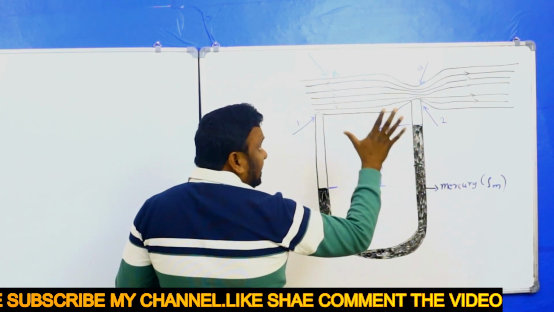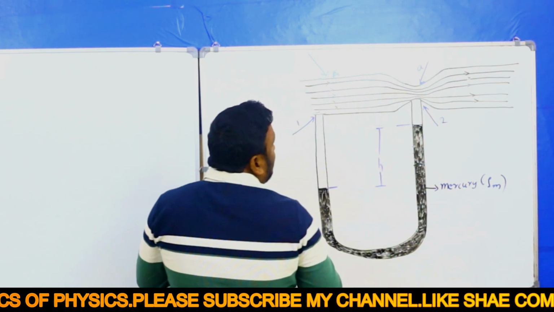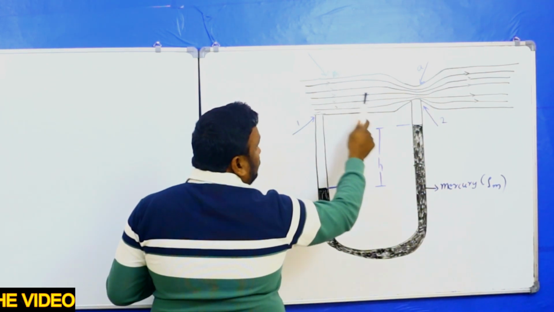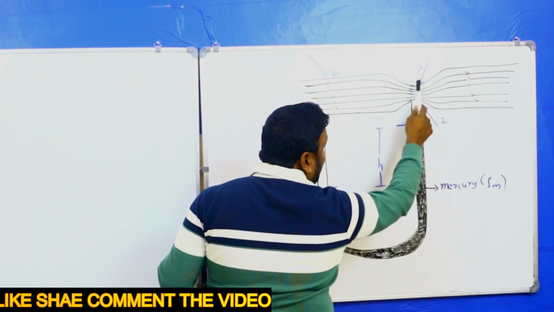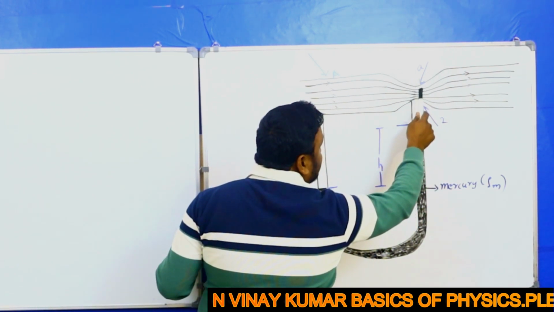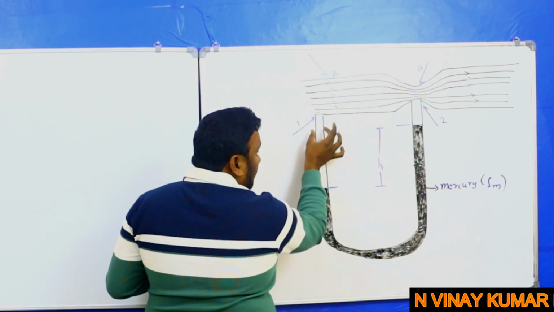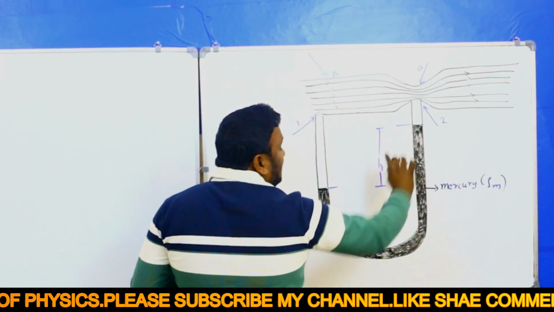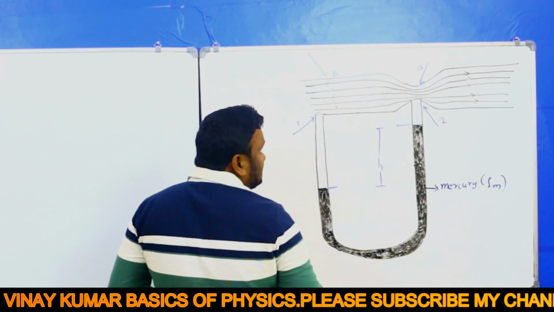A Venturi meter has a tube with the diameters as shown in the figure. Here the diameter of the pipe is more, here also it is more, and these two are equal. In the middle there is a constriction having some area a, and a U-shaped manometer is attached to the tube like this.